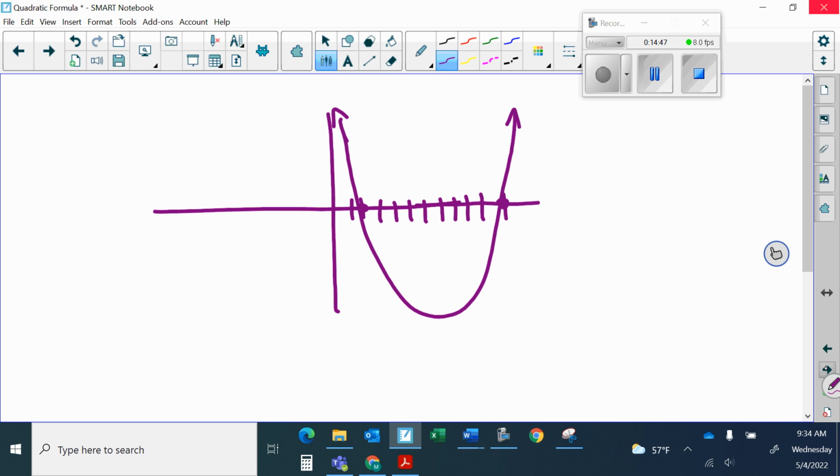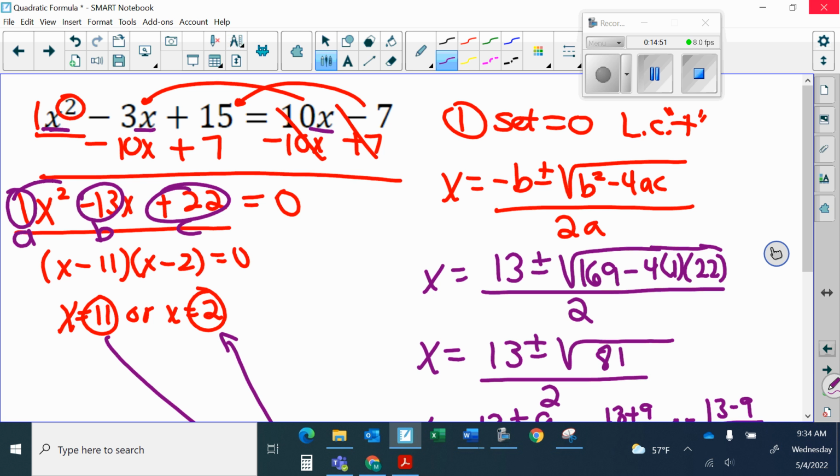And we know it opens up because that coefficient was positive 1, the leading coefficient. Remember, that's the shape of the graph, 1x squared. Remember, ax squared is the shape of the graph. So that graph would be a regular x squared graph.